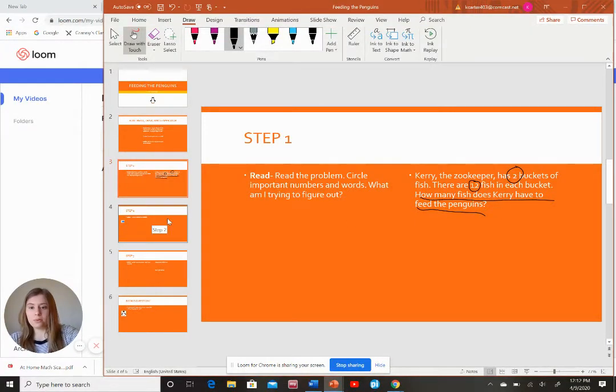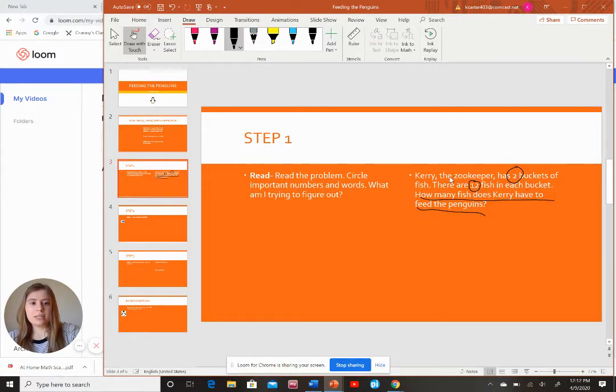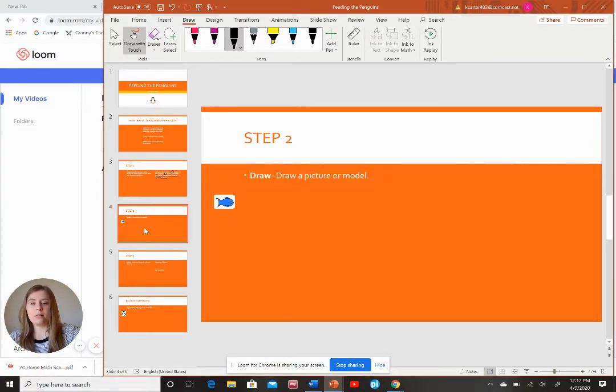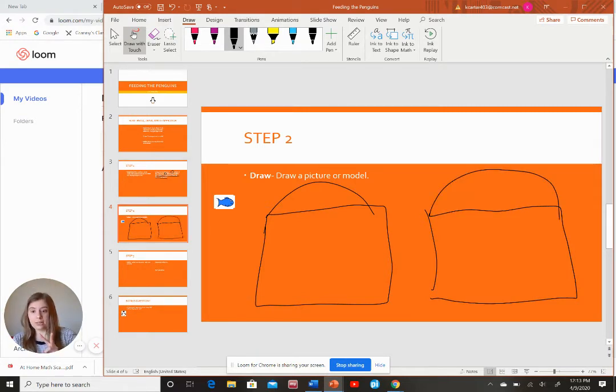Okay, so now that we have done the first step, we've figured out what we want to do. We're going to move on to step number 2, which is to draw a picture or model. You can draw dots, squares, circles, whatever. I'm going to use fish today, just to help us a little bit. Since it said that we have 2 buckets of 12 fish, I'm going to go ahead and draw the buckets. Remember, they don't need to be perfect. Here's bucket number 1, and here's bucket number 2. Now I've drawn the 2 buckets, and I'm going to move 12 fish into each bucket, since that's what this zookeeper had.